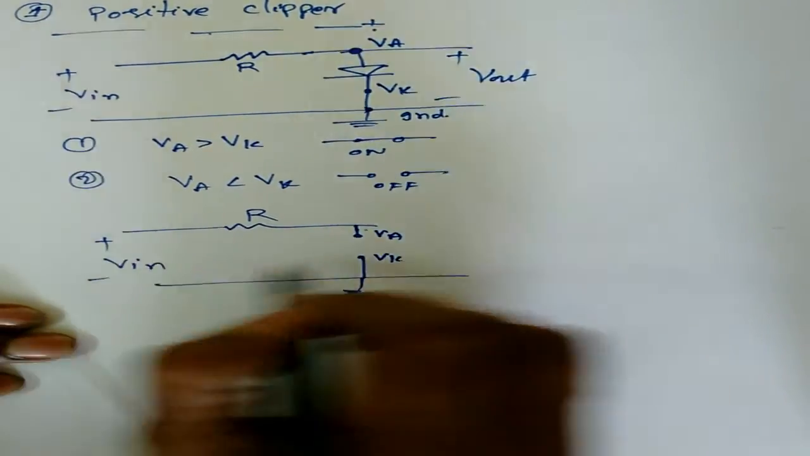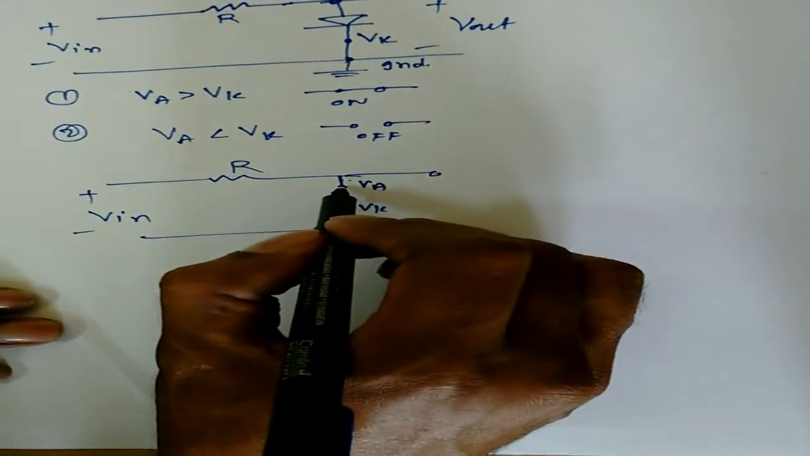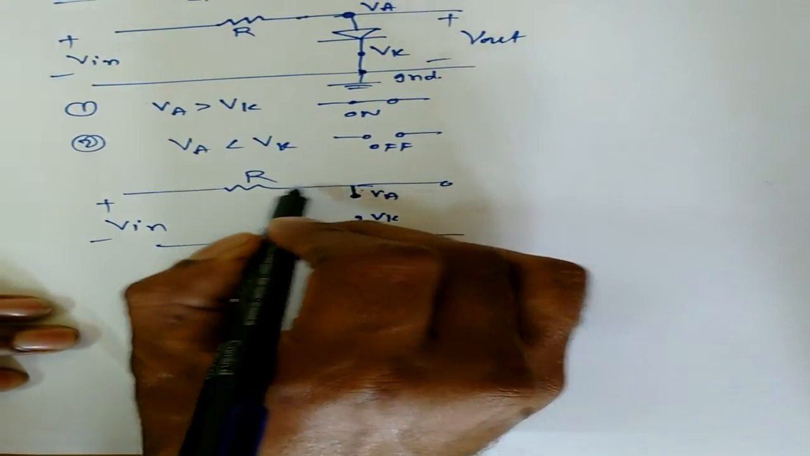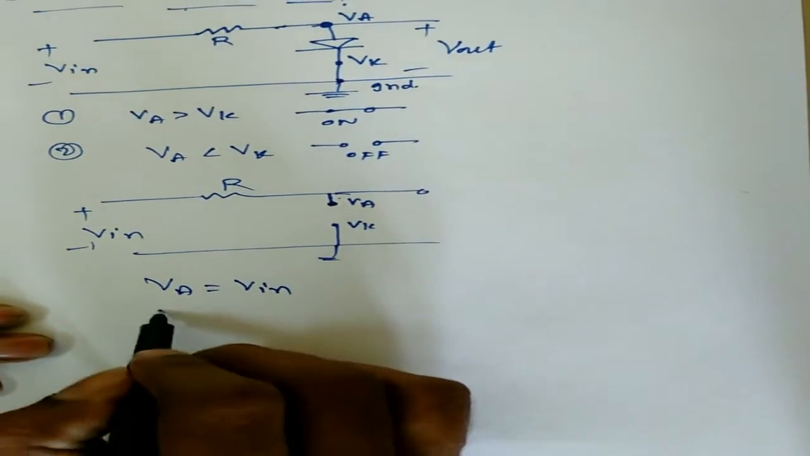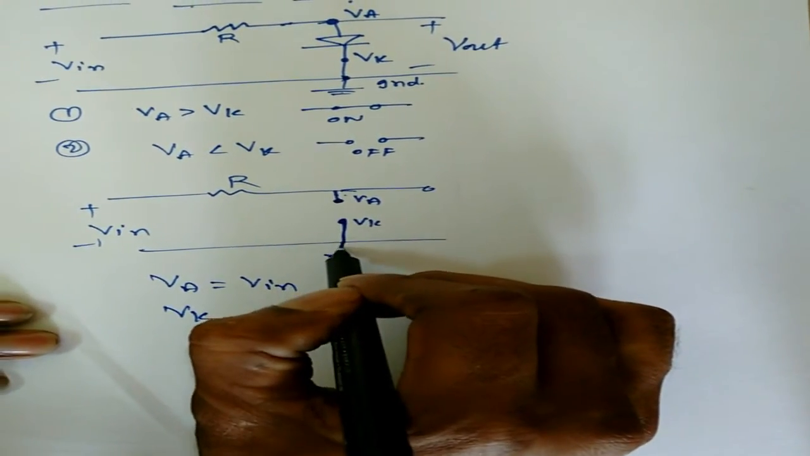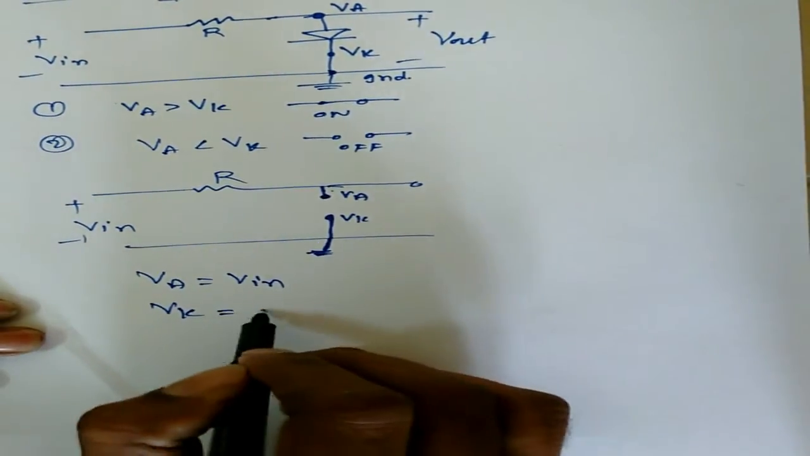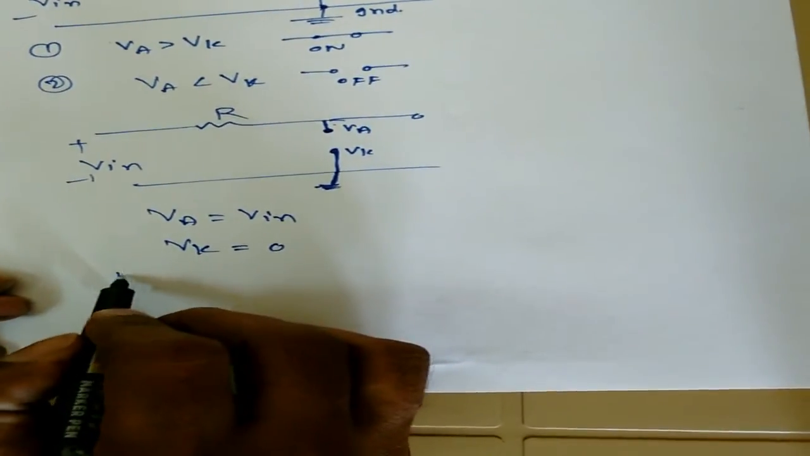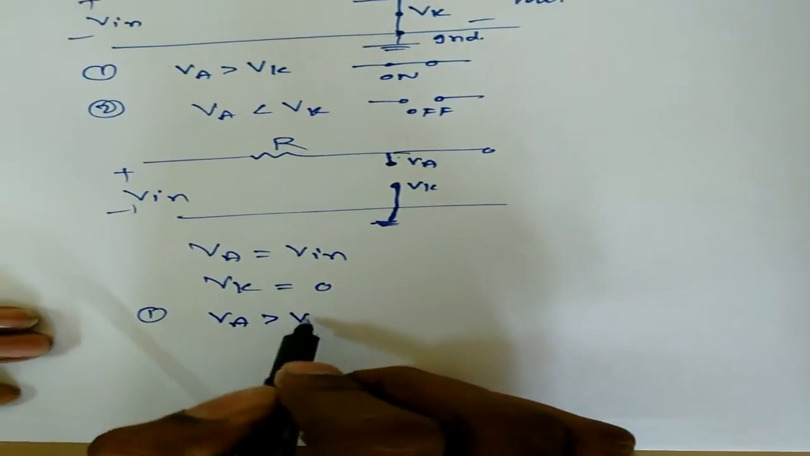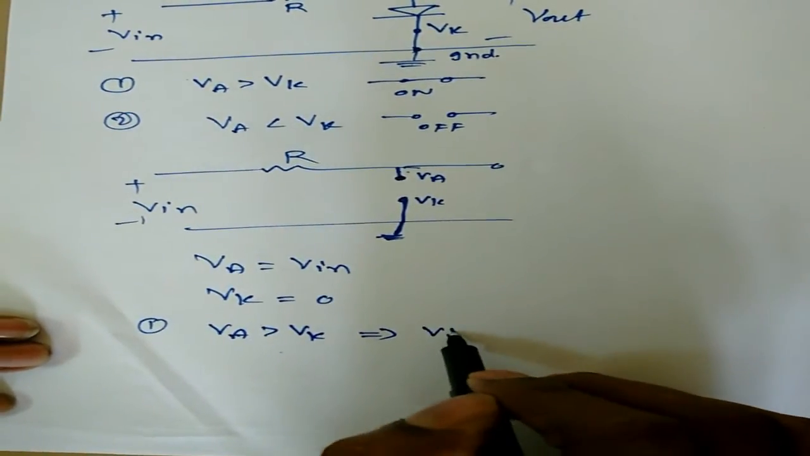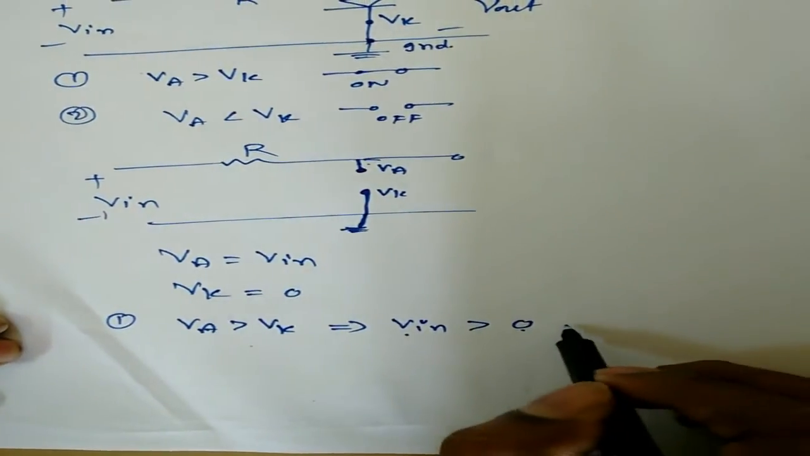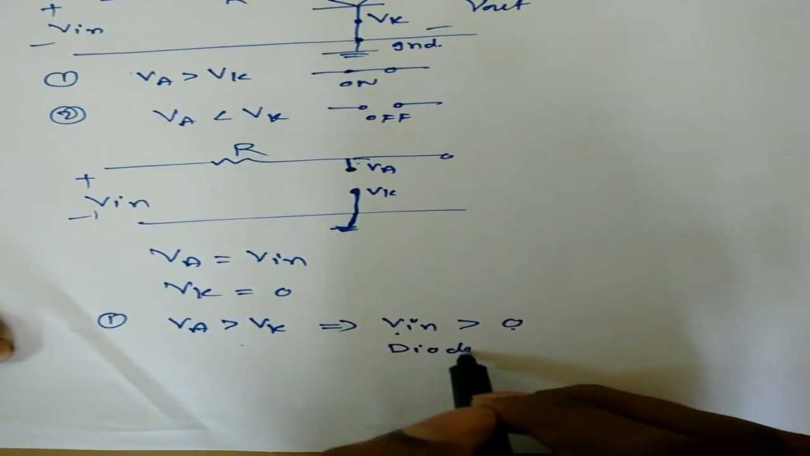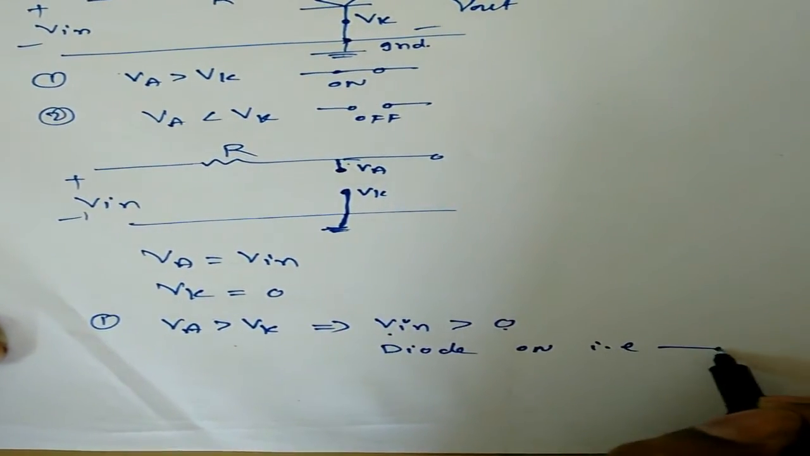Here Vin is there, I don't require Vout. See VA, where it is connected: simply Vin. Whenever there is an open circuit, VA is equal to Vin. But what is VK? VK is connected to this common point, the ground, which is simply 0. Now for the first condition, forward bias, VA is greater than VK. VA means Vin, and VK is 0. That means whenever Vin is greater than 0, the diode is on, that is a short circuit.